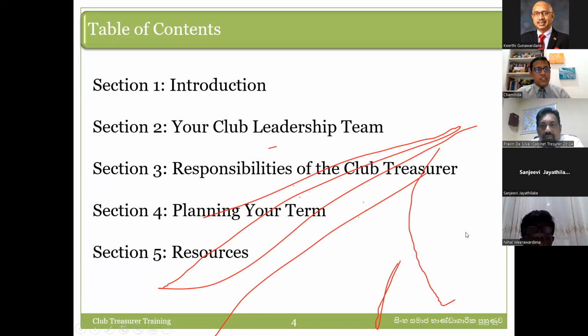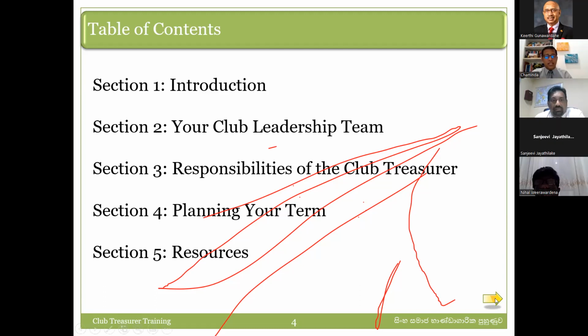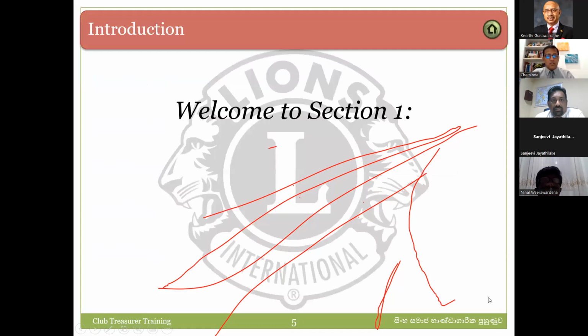So there are 4 sections. There's the introduction section. Then section 2, your club leadership team. So you must know your club leadership team, where you exactly fit in that team, the responsibilities of the club treasurer, and then how to plan your term, and then the resources that you can get to have a good, excellent year. So let's start with section 1, the introduction.